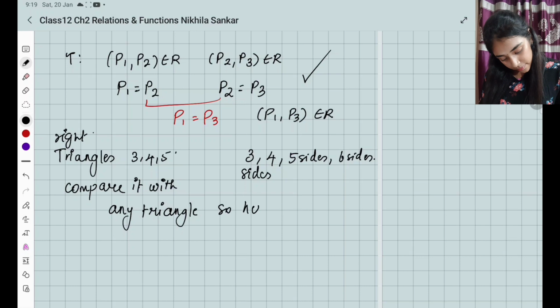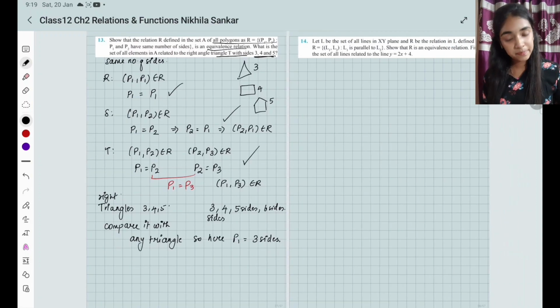So here P1 is going to be 3 sides. புரிஞ்சுதா? இவ்வளவுதான் answer. Okay?